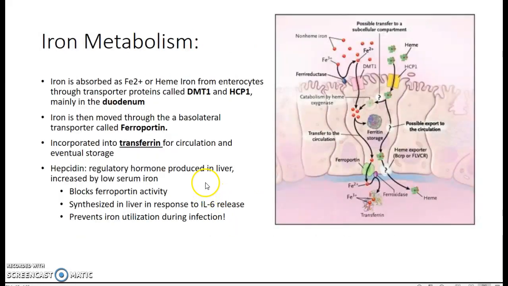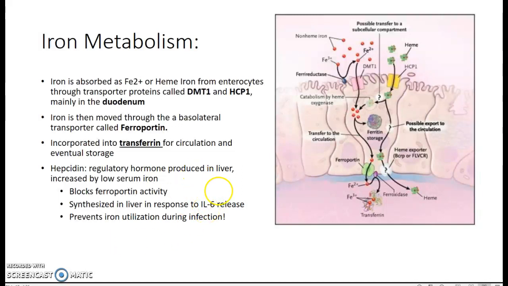A little bit about iron metabolism. I'm not going to get too into depth with this, but iron is mainly absorbed in the duodenum. It's absorbed into the enterocytes by a couple of these transporters here, then moved to the basolateral membrane, where it is moved by ferroportin. So ferroportin is blocked by hepcidin. So if you want to decrease kind of the iron coming across, you make more hepcidin. Hepcidin is stimulated actually by IL-6 release, so infection. Kind of prevent those iron utilizing bacteria.